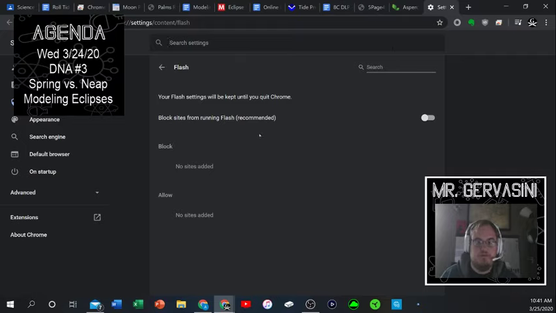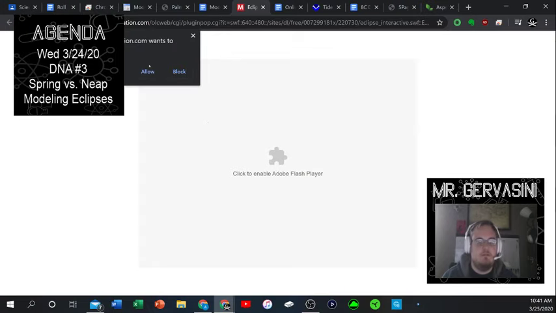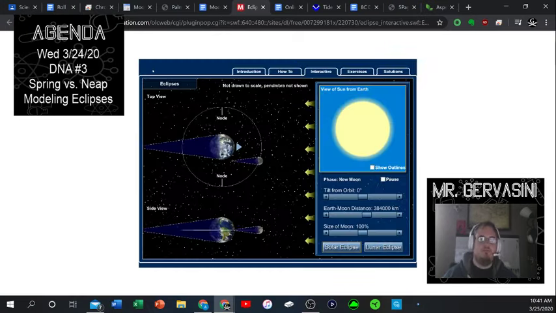Under this setting, block sites from running Flash. It's recommended. I understand it's recommended, but I just want to use this one simulator that's really good to show eclipses. So I click the little button. Make it go blue. Close out of it. Go back. Okay. Refresh. And now instead of saying it's blocked, it says click to enable Adobe Flash Player. Okay. I click it. Now it says allow or block. I want to allow it. Boom. There's the simulator. All right.